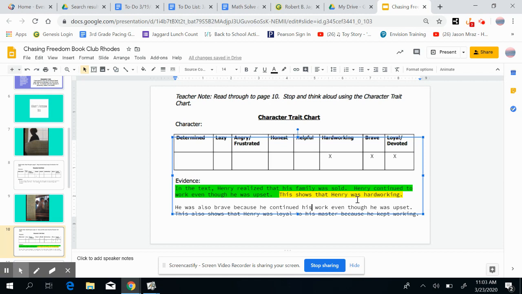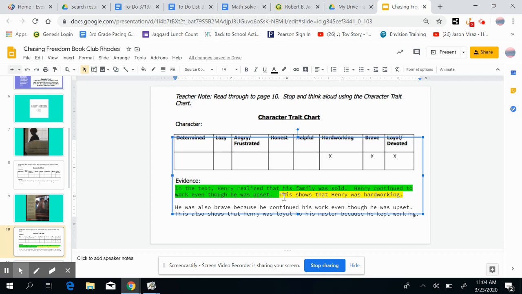So this shows that Henry was hardworking. I explained what this evidence from the text means and why it's important, and I connected it back to our character trait. So like I said, when I'm checking through, I really do want to see your evidence, and then I want to see that sentence explaining that evidence.